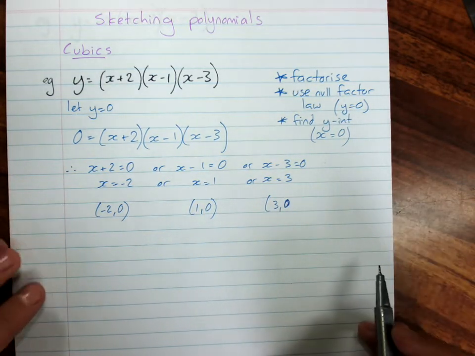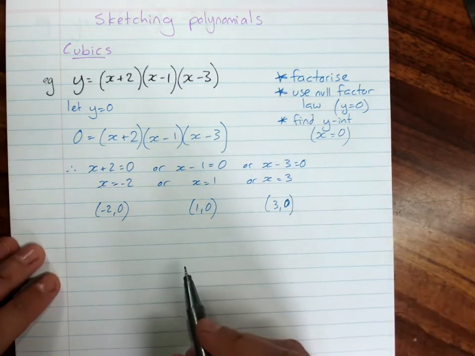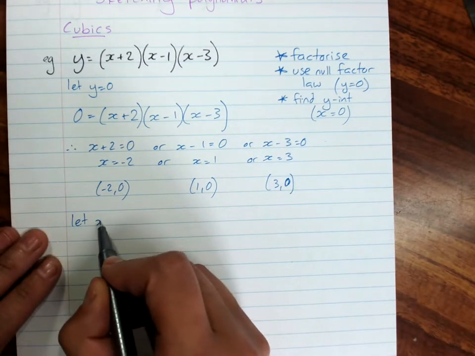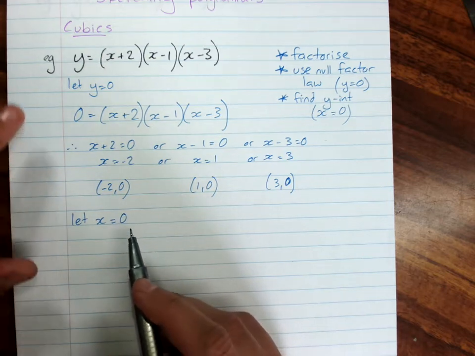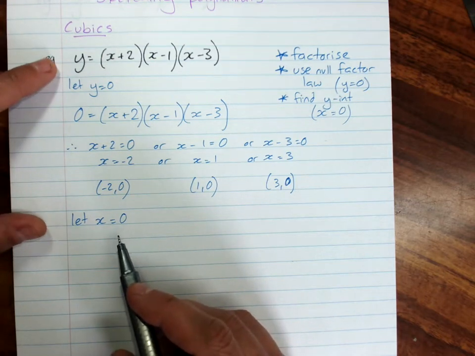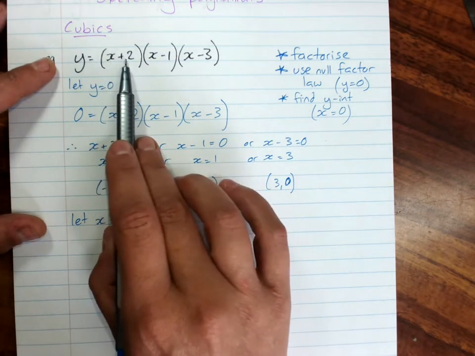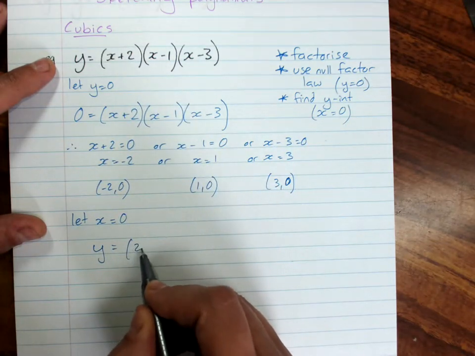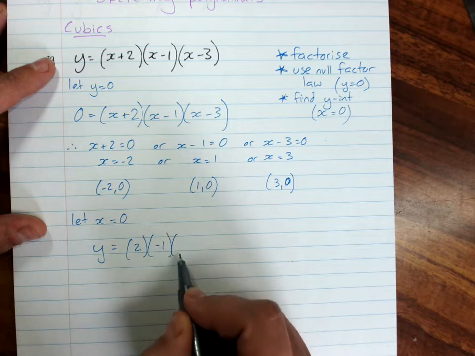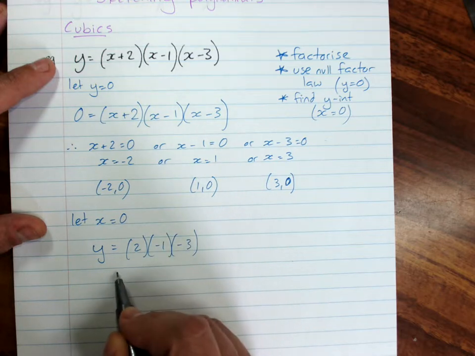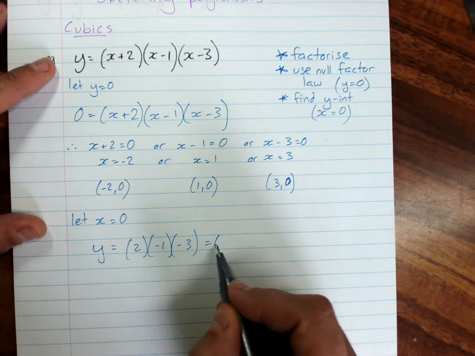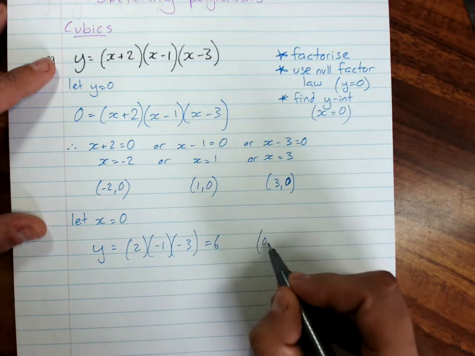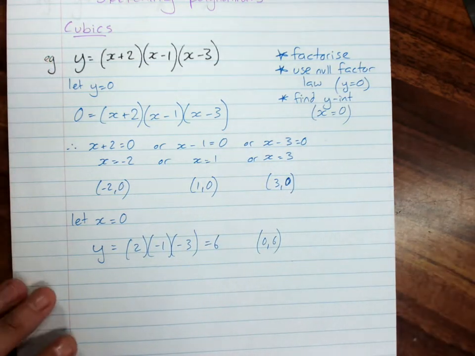After that, we need to find our y-intercept, and we'll evaluate y for that, and really all that means is you just take these 3 terms, so y equals 2 times negative 1 times negative 3, so y equals 6. So our y-intercept is 0, 6.